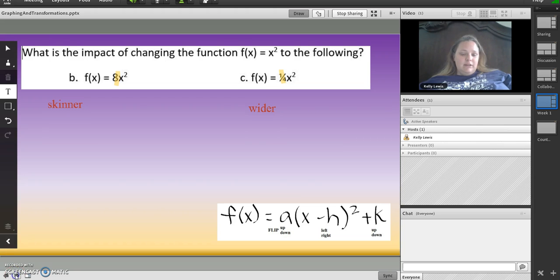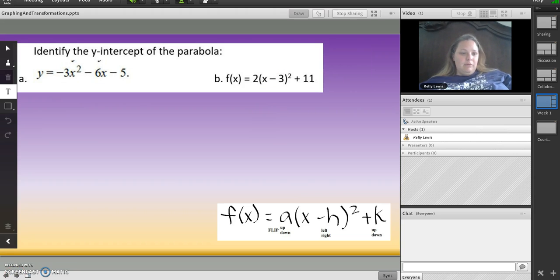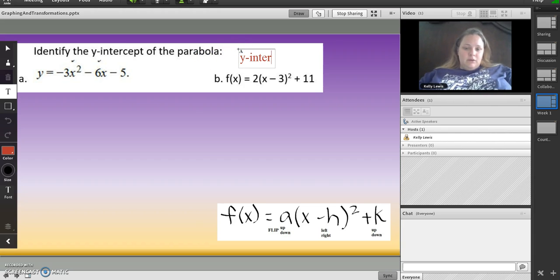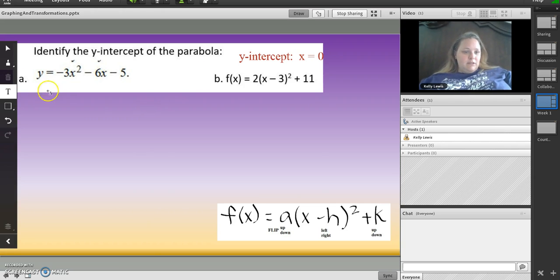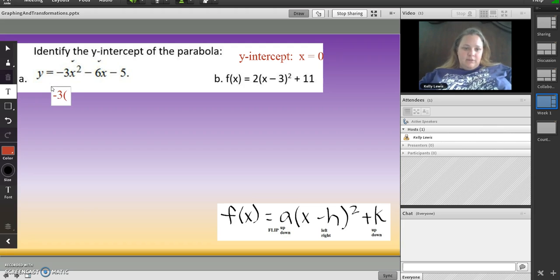All right, so now let's look at some of the other things. Now we want to find the y-intercept. Remember, the y-intercept is when x equals 0. So all we have to do is do negative 3 times 0 squared minus 6 times 0 minus 5.